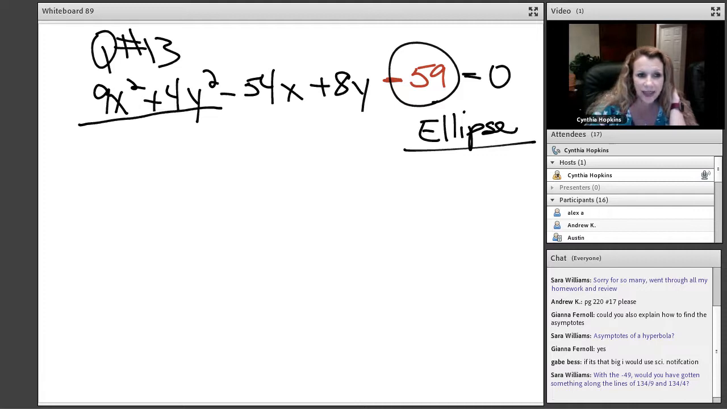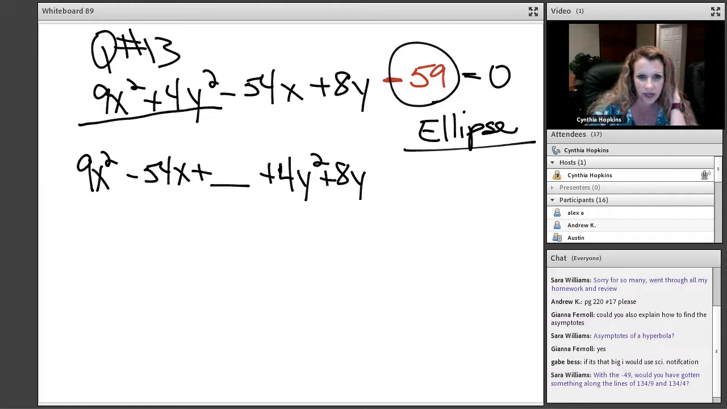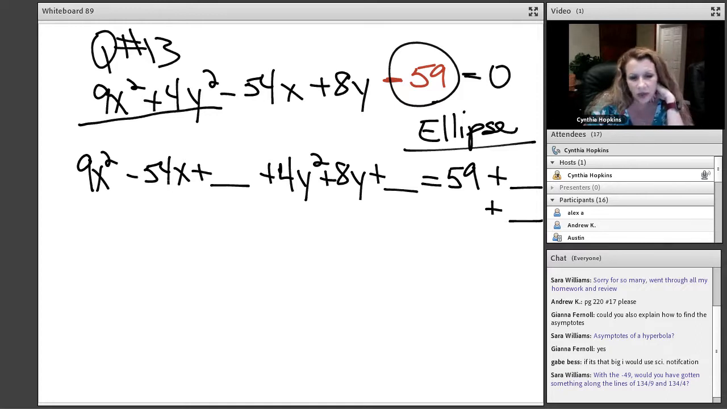All right, so I'm going to gather up my x's. I want the 9x squared. Next, I want the minus 54x, and I'm going to write plus blank, but I'm not ready to complete the square yet. Next, I'm going to write my y's. So plus 4y squared plus 8y, and then plus blank, but I'm not ready to complete the square there either. And then equals positive 59 plus blank and plus another blank. All right, and so I'm writing those plus blanks so that I don't forget when I complete the square on the left side, I have to balance it out on the right side because that's what algebra is all about.